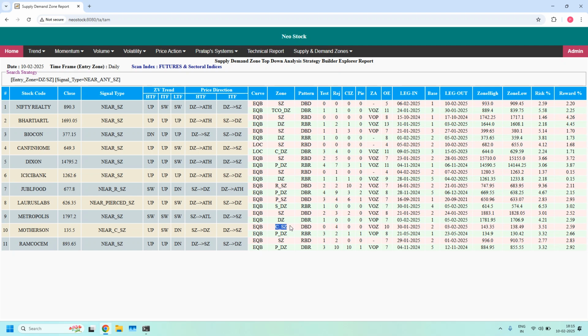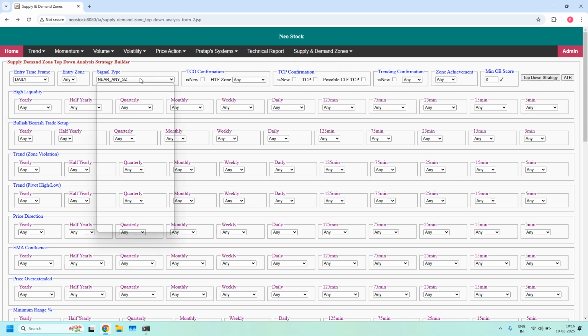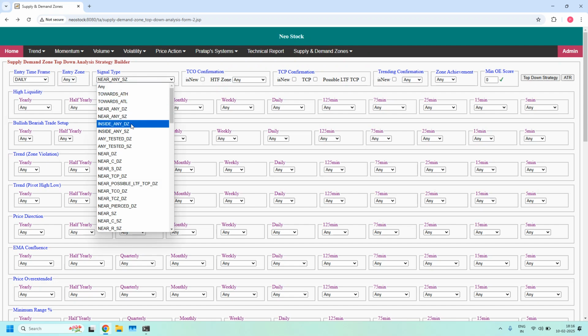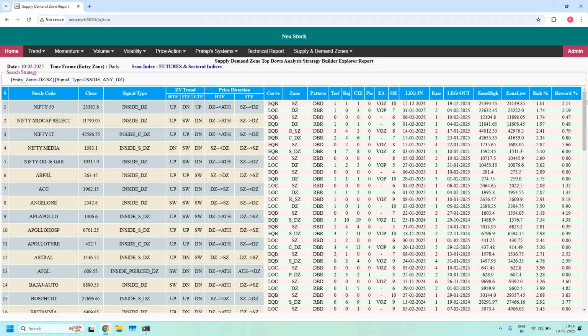Muthoot Finance is having a high liquidity daily supply zone. That's it. We have only one valid high liquidity daily supply zone from this list. Okay, next, for daily time frame, price closed inside the daily supply zone.